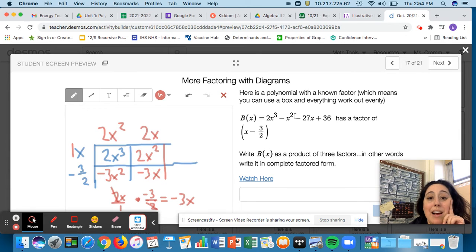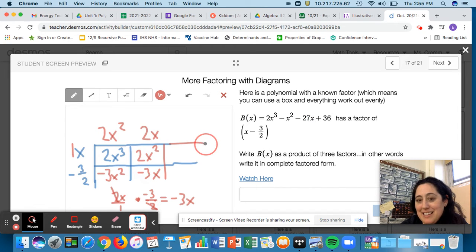Now, I want to get negative 27x. So if I already have negative 3, how many more negatives would I need to give me such a big number, a negative 27x? Think about it. I think I would need another negative 24x. So negative 3x minus 24x should give me negative 27x.